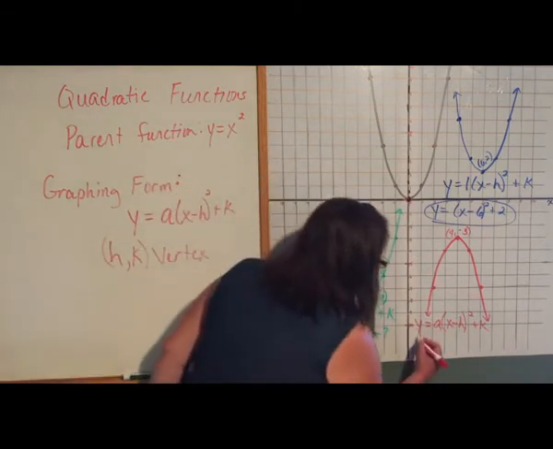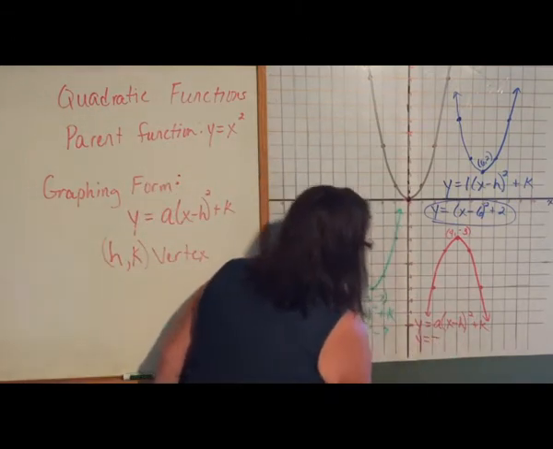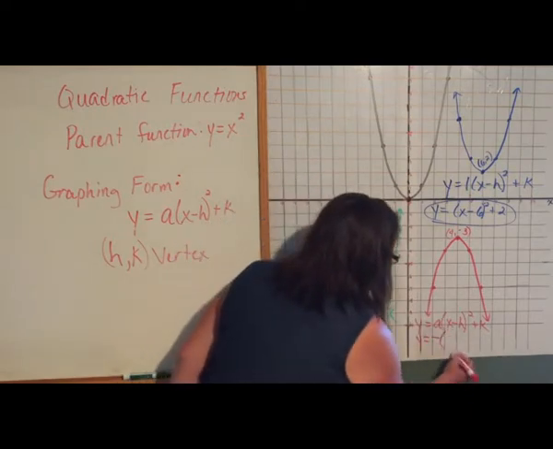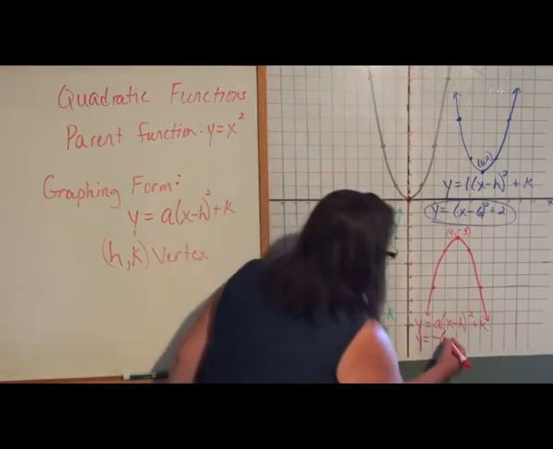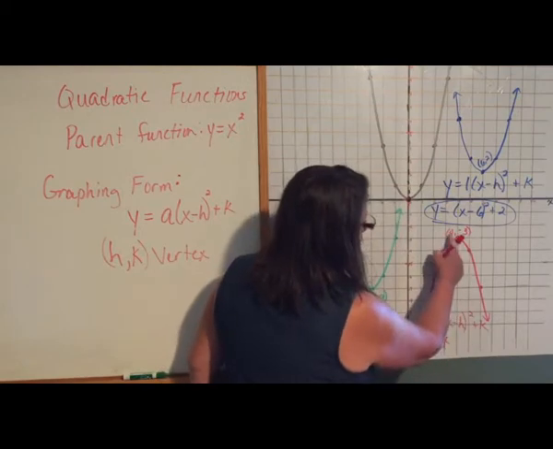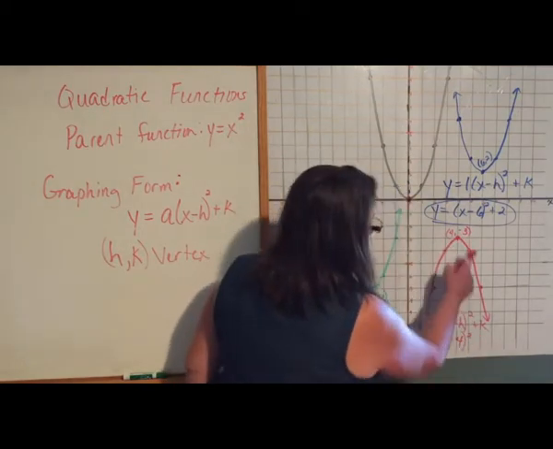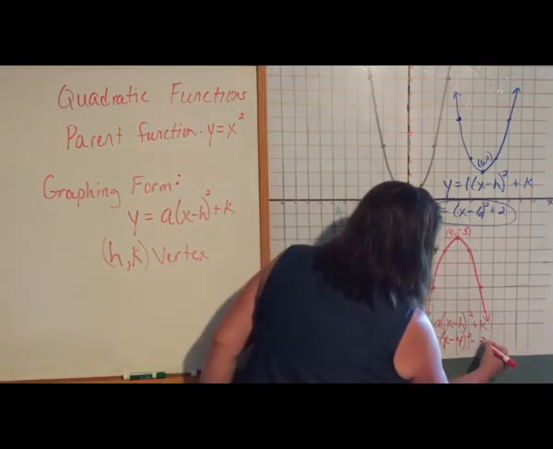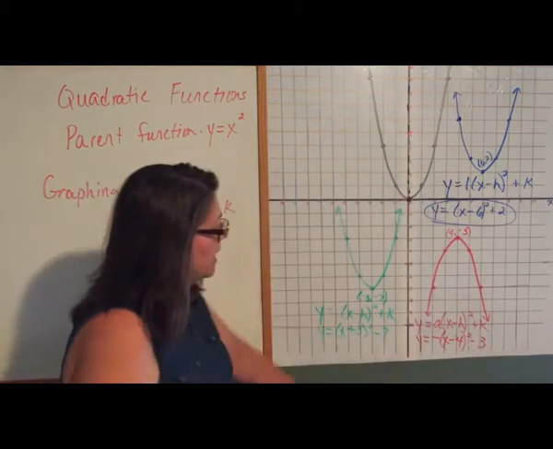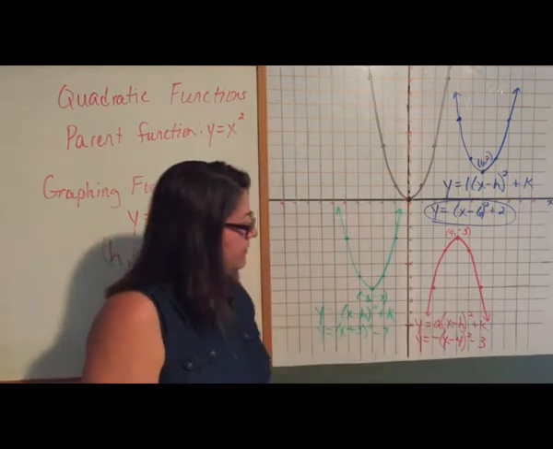So a is -1, so I've got y equals negative, and we could put a 1 there, or just a negative is fine. X minus h was 4, so that's x minus 4 squared. And then k is -3, so that's a -3. So there's my equation for the red graph, okay?